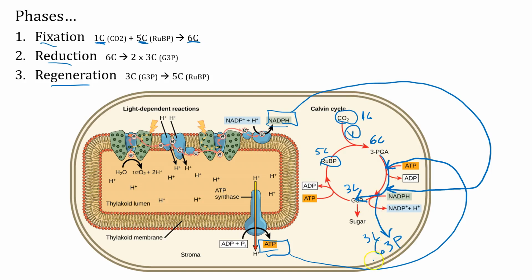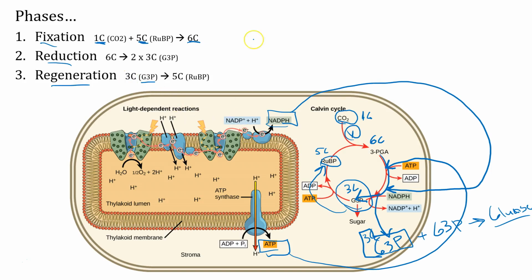Now, why this is important is because we end up making some of this stuff. This 3 carbon molecule here, glyceraldehyde 3-phosphate, when you start accumulating these, you can actually add 2 of these molecules together to produce glucose. Okay. Now the one that's left behind, we said the 6 carbon molecule forms into 3 carbon molecules. The one that's left behind gets regenerated back to our original RuBP, which is this whole process here, the regeneration phase.